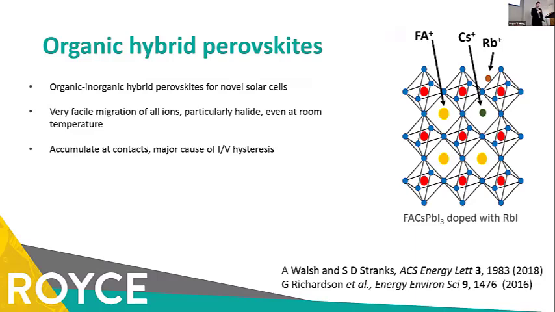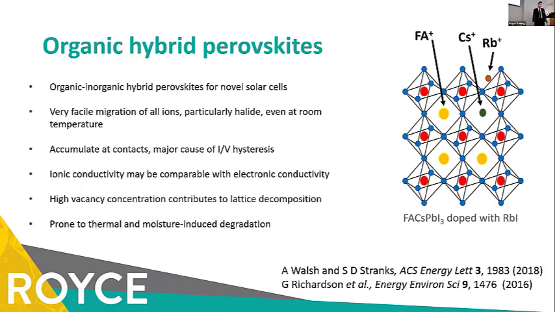So I'll just come to a more realistic example, building on a lot of work that's been done at Manchester, in particular on organic hybrid perovskites. So this is lead iodide based, with other ions in it. So in this case, formamidinium. They are very promising for next generation solar materials, but they do have high vacancy concentrations. And the latter can decompose quite readily. They're very prone to thermal and moisture induced damage.